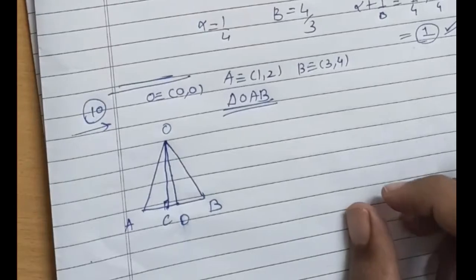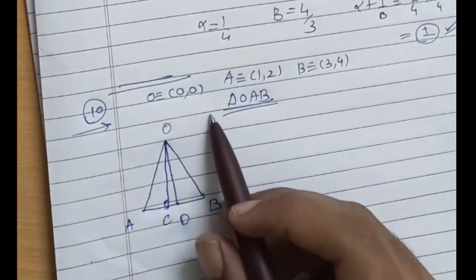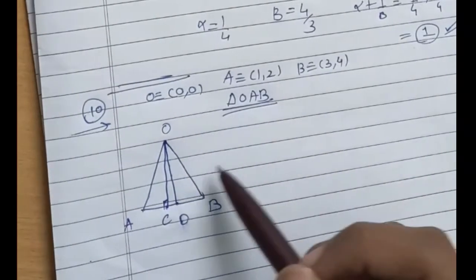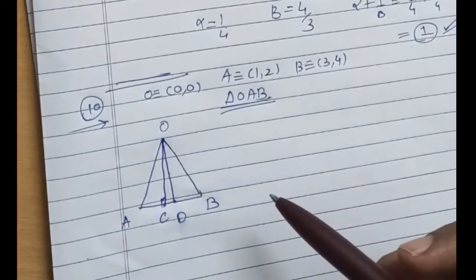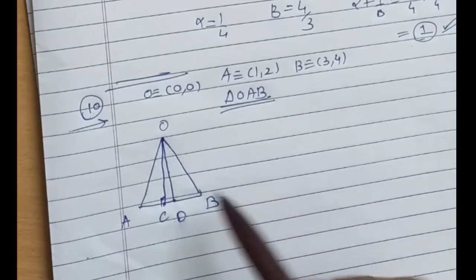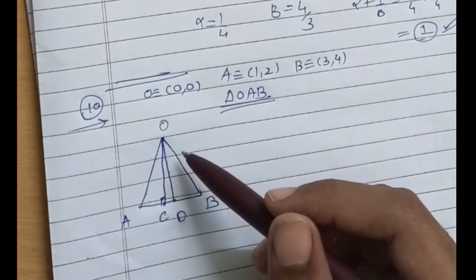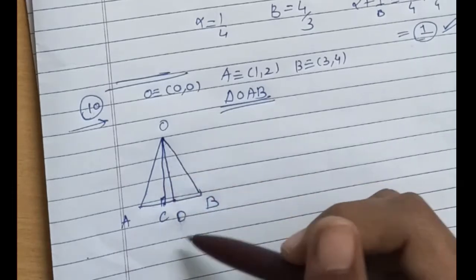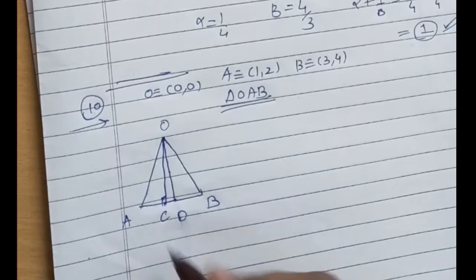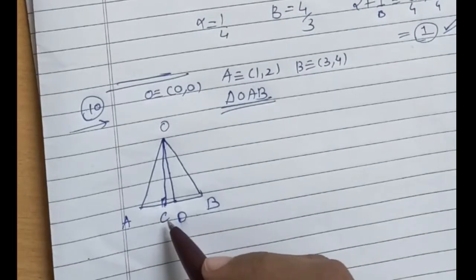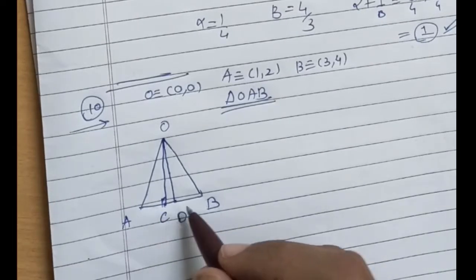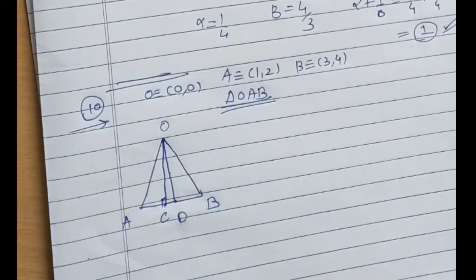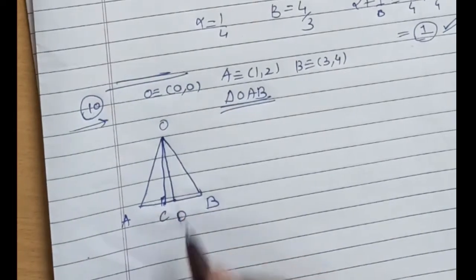So in the next question, that is the 10th question, we have been given a triangle with certain coordinates O, A and B, and they have asked us to find the joint equation of the median and altitude of that triangle. So let us consider OD to be the median. OD divides AB into equal parts, that is, D is the midpoint of AB.